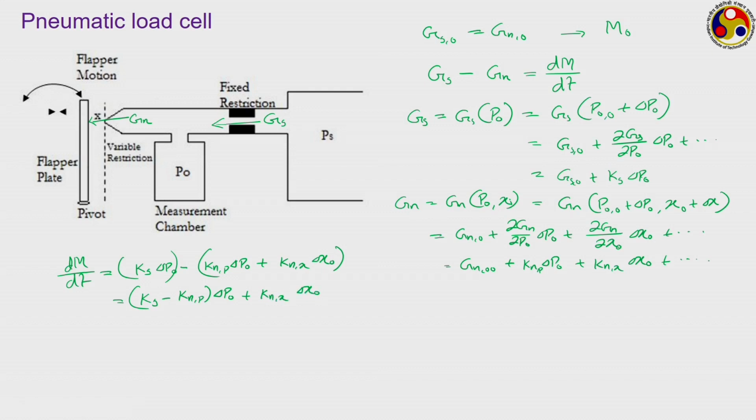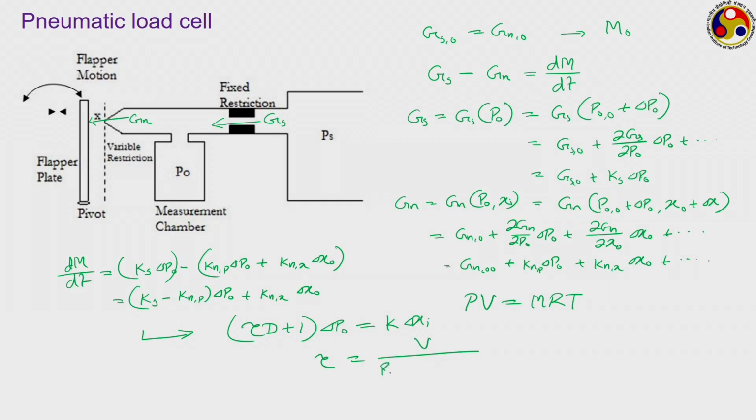commonly we use the ideal gas approximation for this, and if we use the ideal gas approximation and use the relation PV equal to mRT on this gas stored in the chamber, then it can be shown that this relation finally reduces to something like this, a very much first order relation, where the time constant tau comes out to be the volume of the tank divided by RT0 into Knp minus Ks, and K comes out to be minus of Knx by Knp minus Ks.